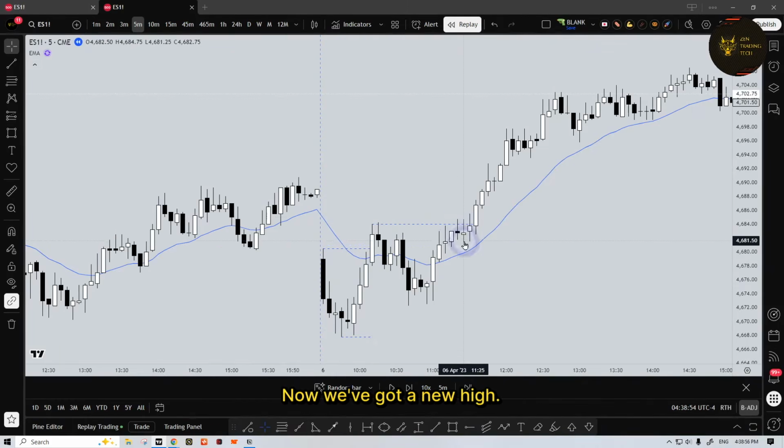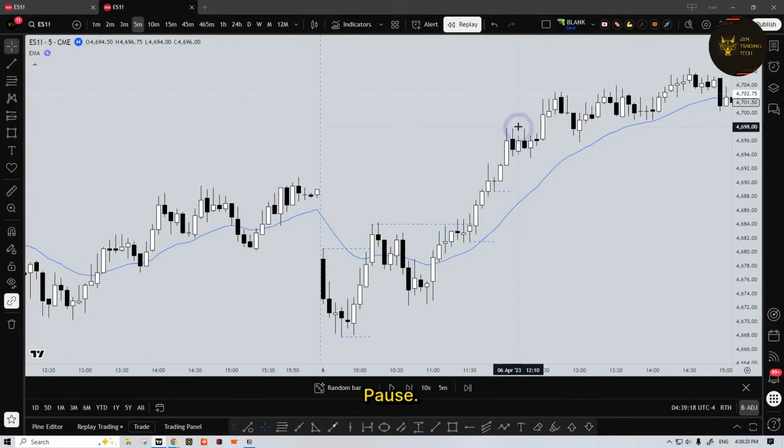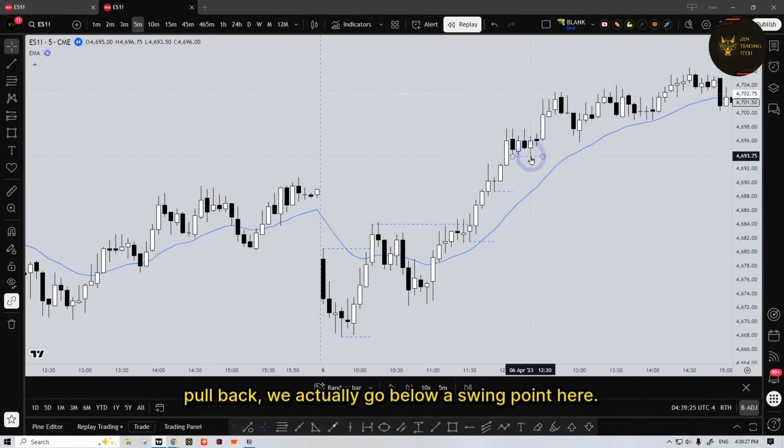Now we've got a new high. Now we have a pullback, potentially. Now we've got a new high. It's from this bar. We're in a bull trend. Pullback, inside bar, pause. New high, pullback. We actually go below a swing point here.